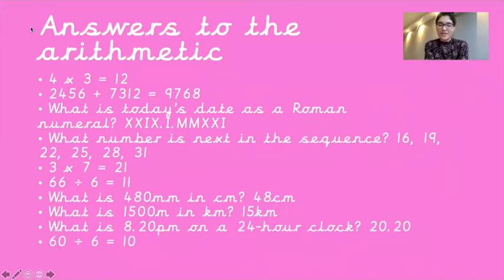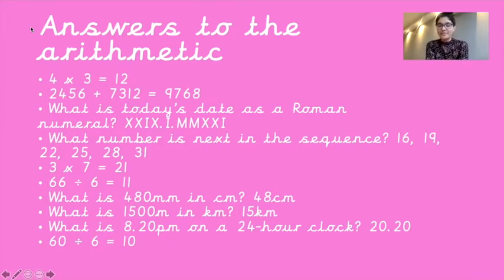4 times 3 equals 12. 2,456 plus 7,312 equals 9,768. What is today's date as a Roman numeral? XXIX.1.XXI. What number is next in the sequence? 16, 19, 22, 25, 28, 31.